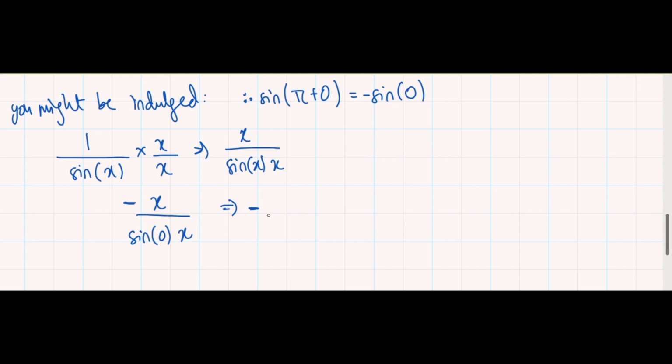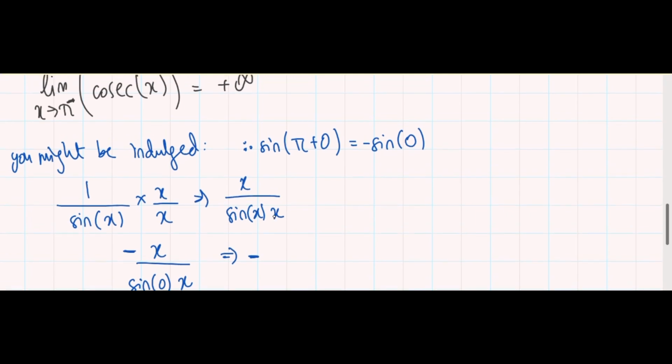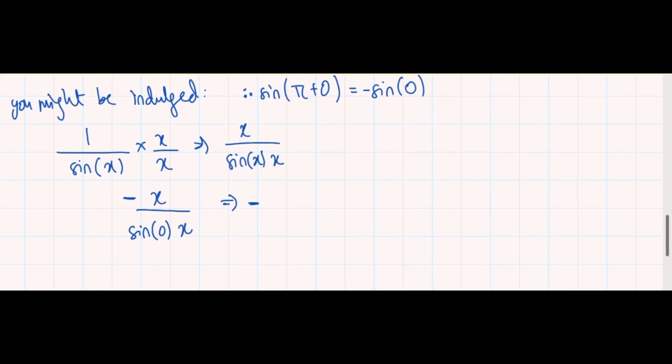And then you would be like, okay, so there's a zero underneath and there is pi above, right? X is approaching pi. So you would be like, what? Why is the answer coming negative infinity? That's so wrong. Why is that happening?